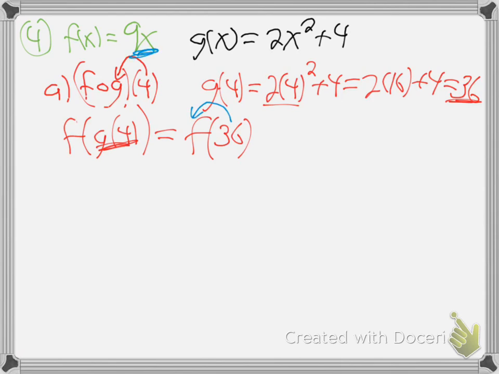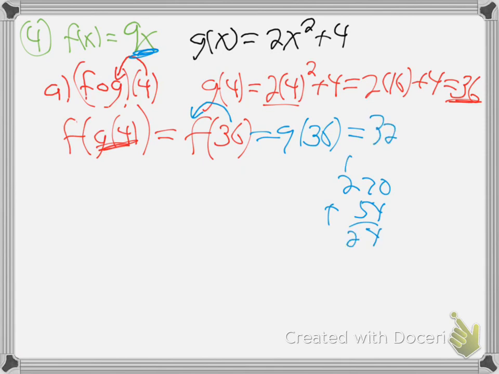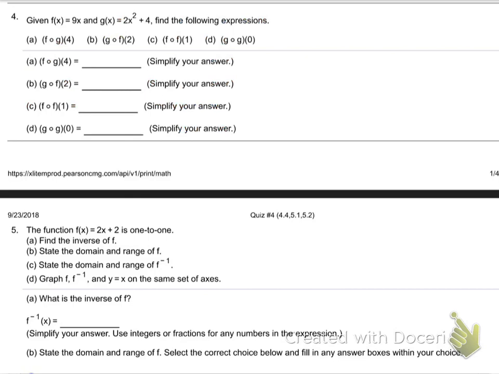So this is the f function. 9 times 36. What's that? 270 and 54? I'm not sure. 270, you can just do that on a calculator. 4, 12, 3, 24, I believe. Yeah, 324. There we go. Let's try part B.